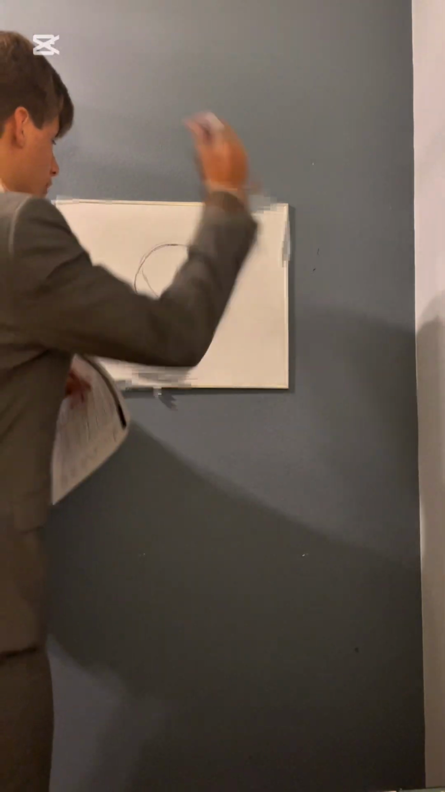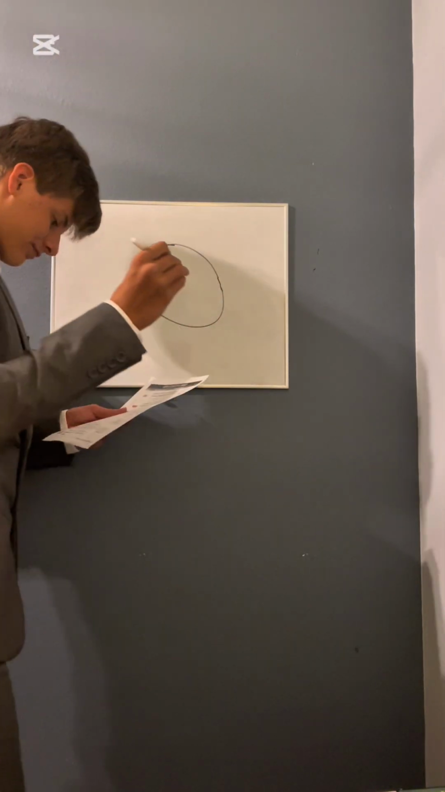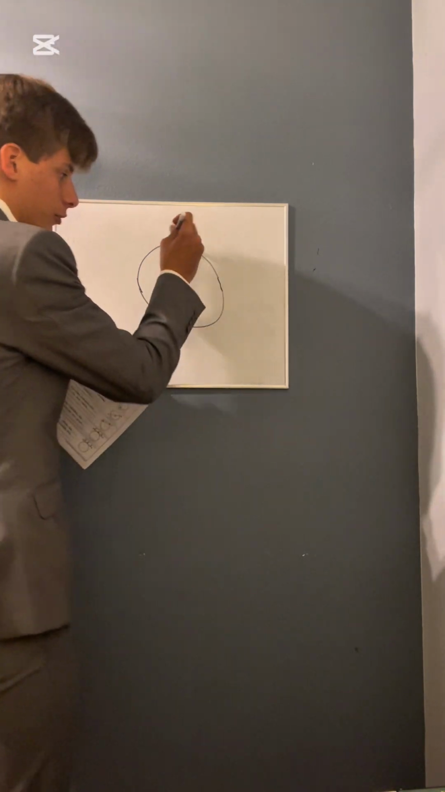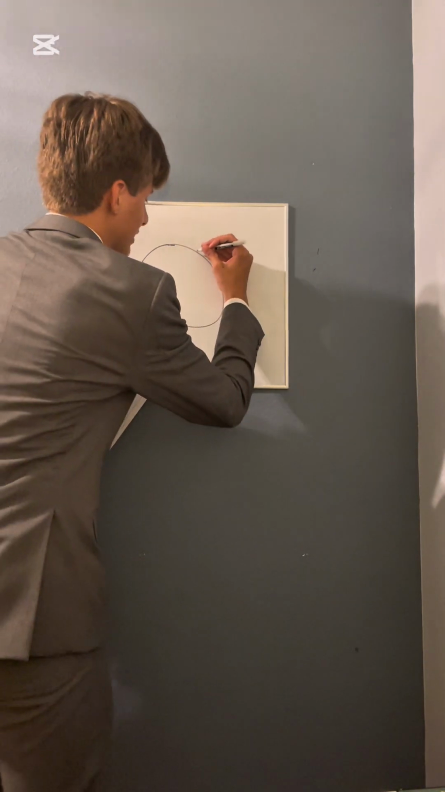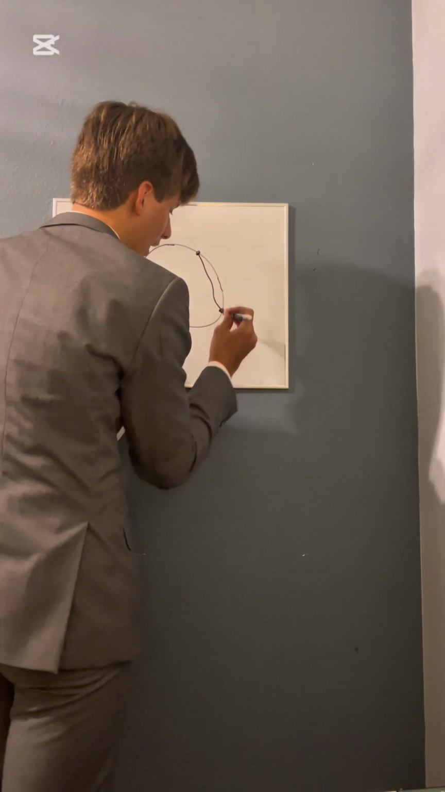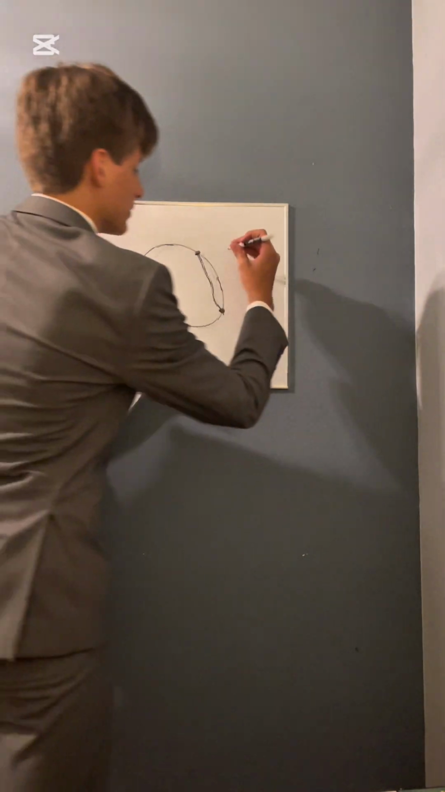Moving on. Chord. A chord is just a segment with endpoints on the circle. On the circle means on this line of the outer side. So let's say I have a point right there. I have a point right there. Let's connect those with a line. That is a chord.